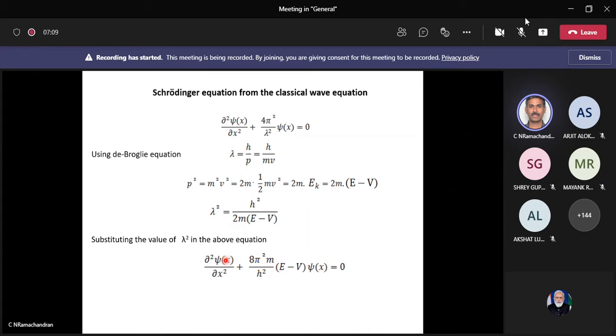So this is nothing, just I am writing instead of lambda in the wave equation, I just substituted for lambda using the de Broglie relation. So I got a second order differential equation. And this I can rearrange. It is up to you on what way you want to use it.